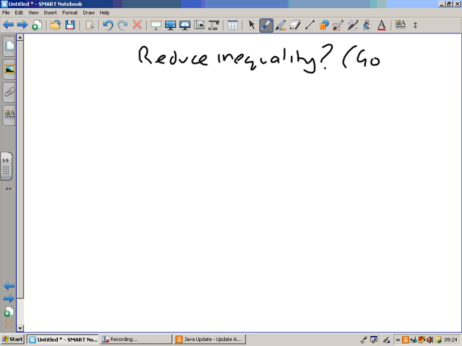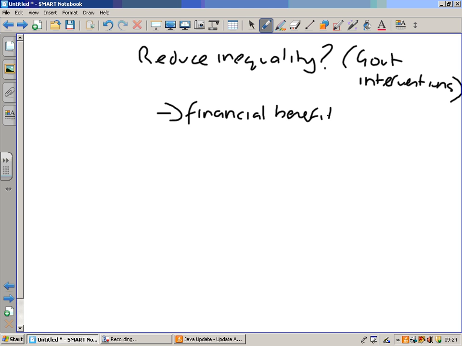So what we're looking at here is government interventions, and here are some of the most common ones. Financial benefits, which of course will be linked to a progressive tax system. The idea is that higher income earners will pay a higher percent tax than lower income earners. So that will be income tax.